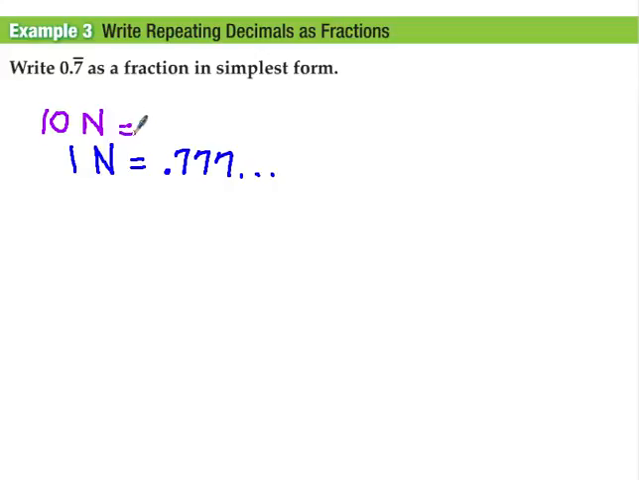So what I'm going to do now is move that decimal 1 place to the right. Or the other way to think about it is take this number times 10. So if you take 0.7777 times 10, or move the decimal 1 place to the right, I now get 7.777. So once again, we let n equal the number. We count how many digits repeat. We add that many zeros. Next step is to subtract.